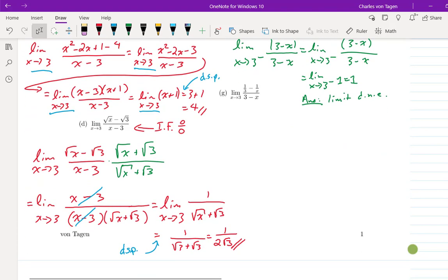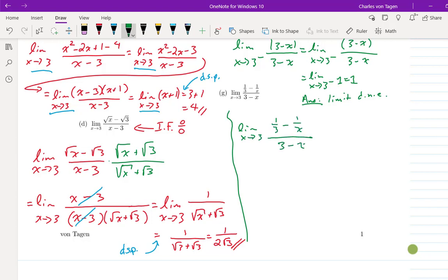Folks, I have students not like this problem. I love this problem. The limit as x approaches 3 of 1/3 minus 1 over x divided by 3 minus x. Folks, can I do direct substitution on this problem? No. Just like before, this has the indeterminate form 0 over 0. More work must be done.